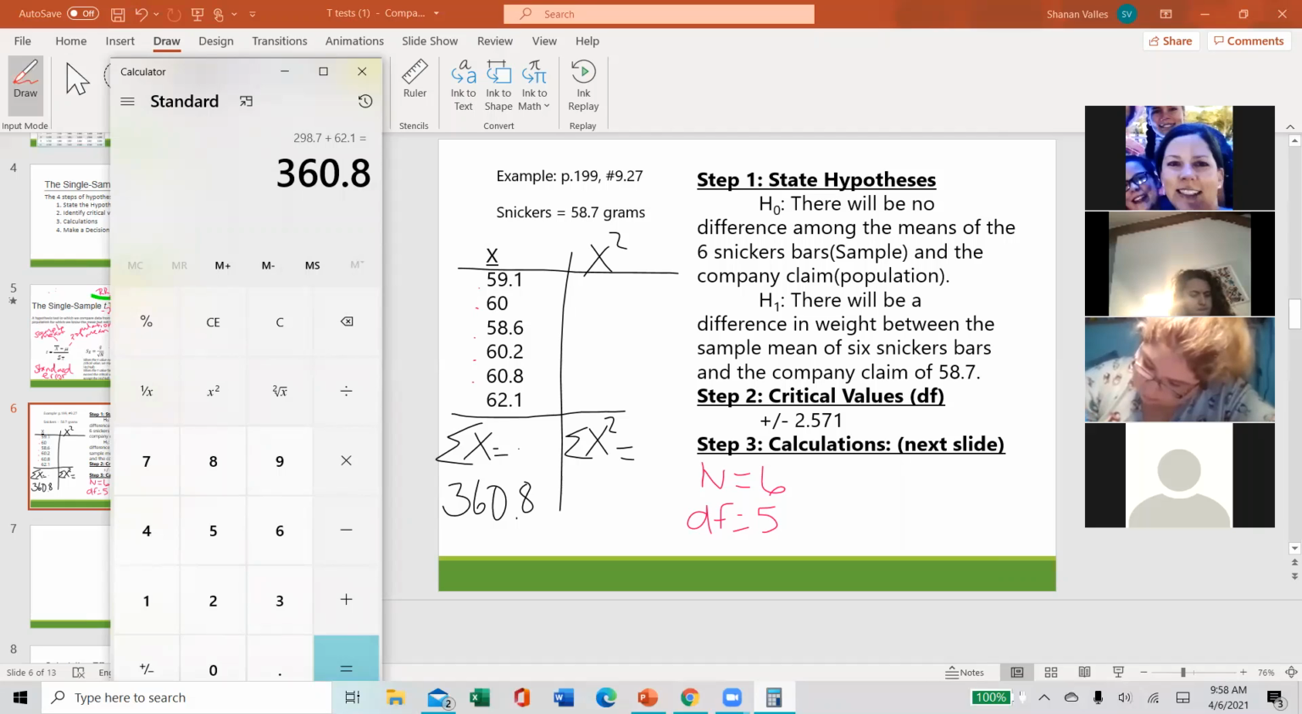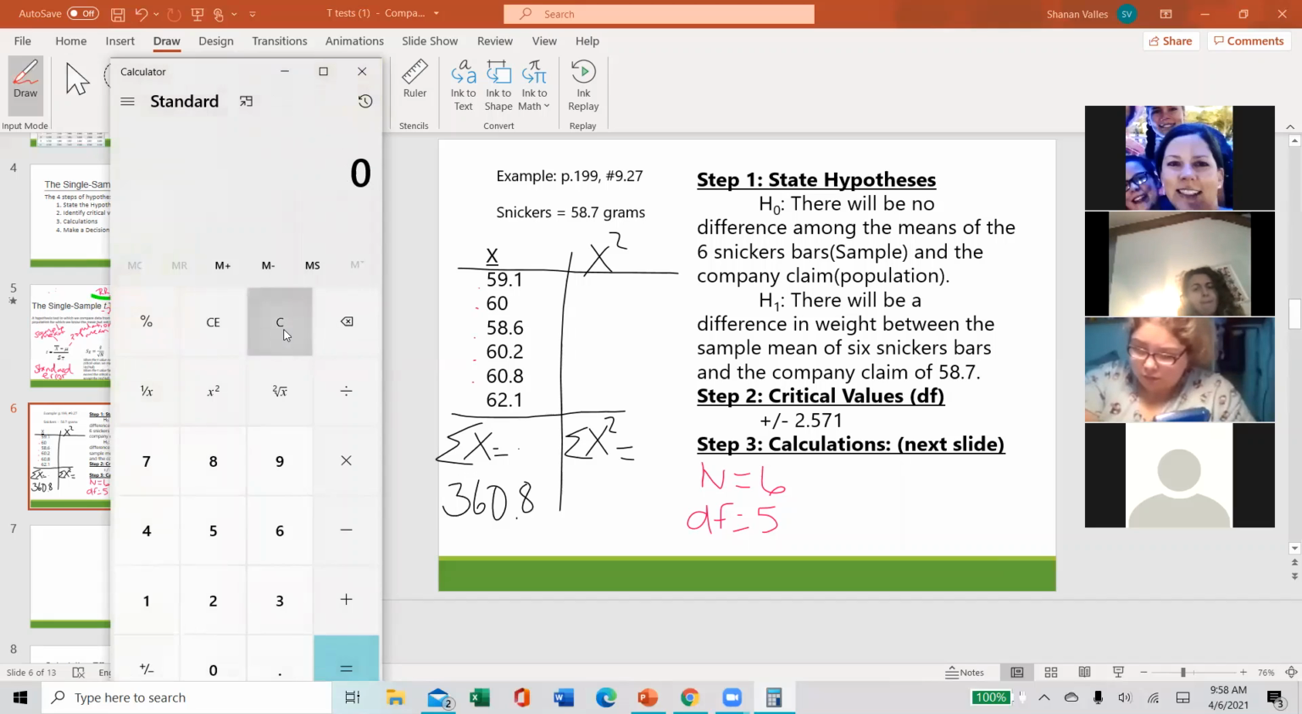Yay, look at that. We now have two numbers that we need for that formula. Now we need our x's squared. So we have to take 59.1 and square it, 60 and square it, 58.6 and square it. Oops, hold on, let me use my keyboard because that doesn't work very well.